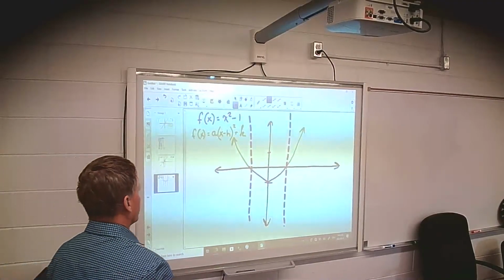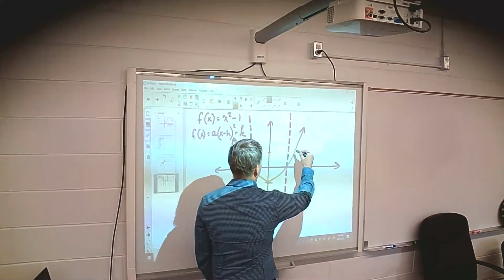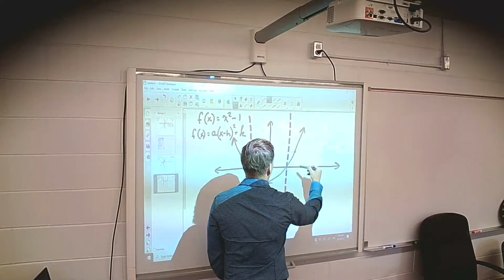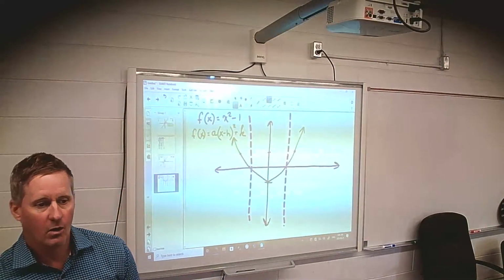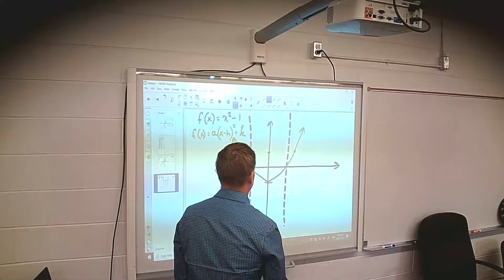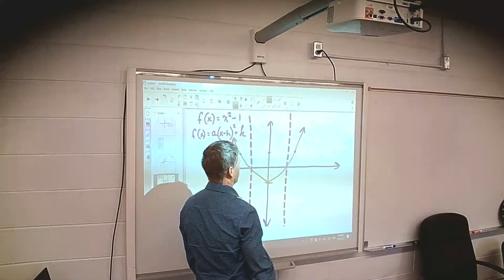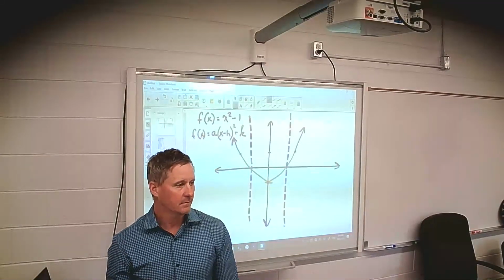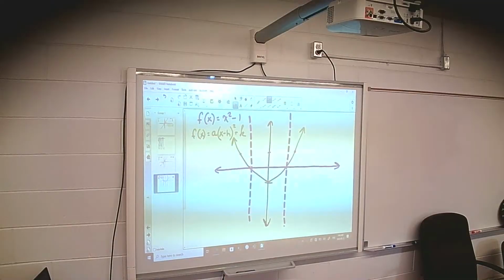Okay. So where does y equal 1? Right here and right here. That's where y equals 1. Where does y equal -1? At the vertex. Okay. Good so far? All right.